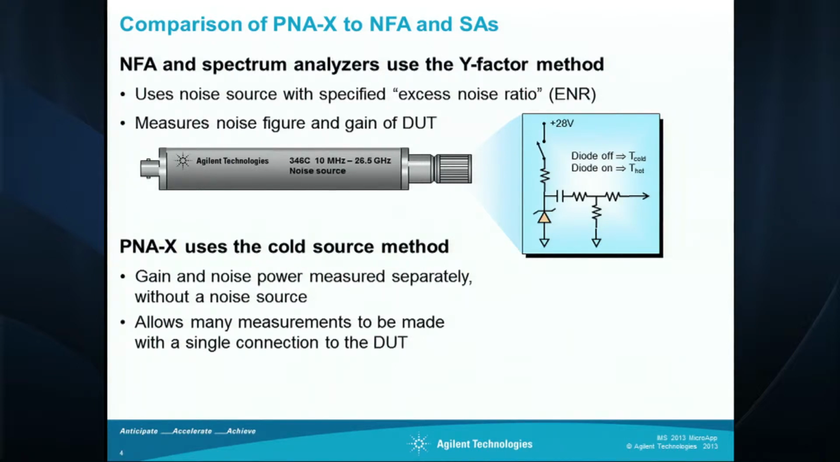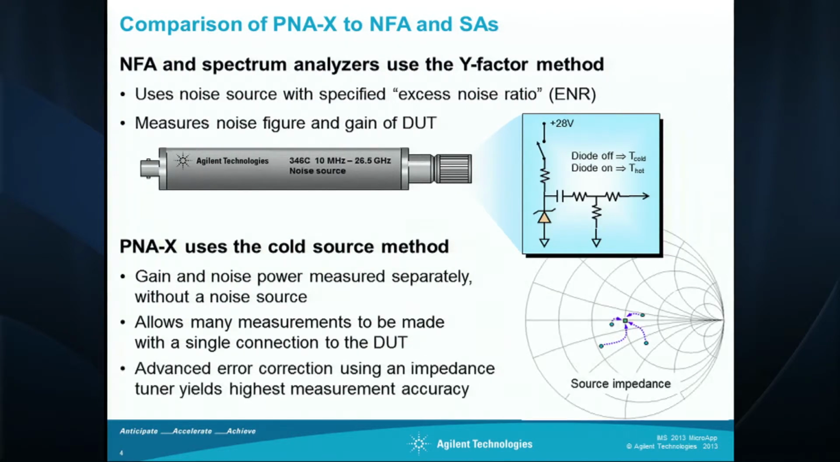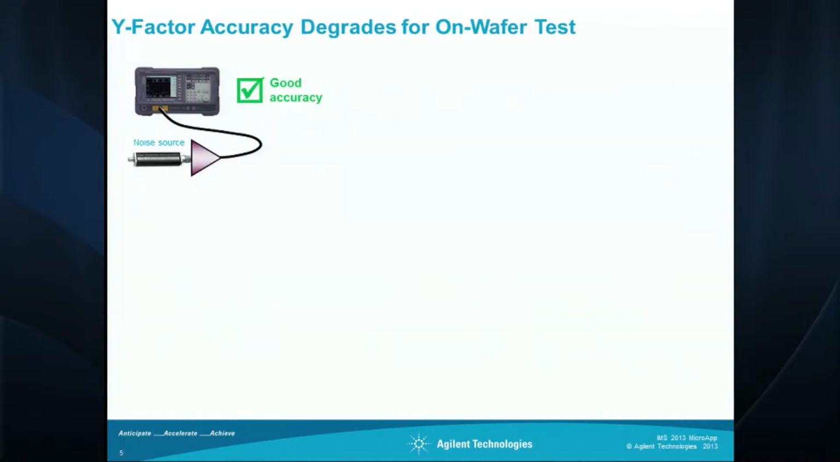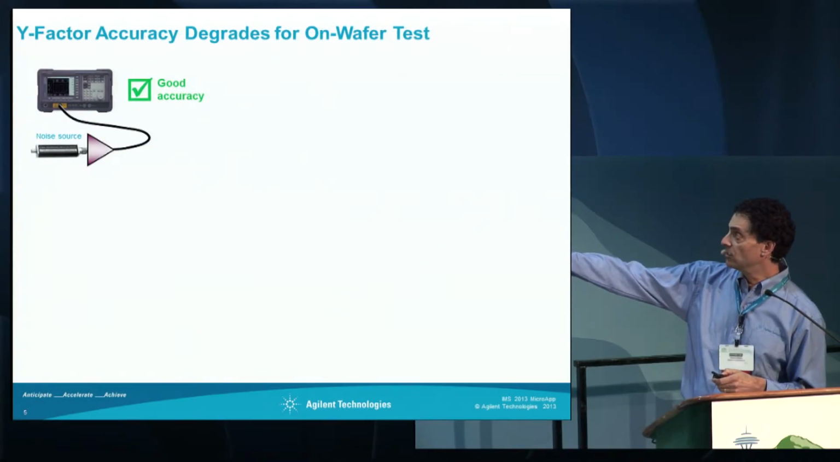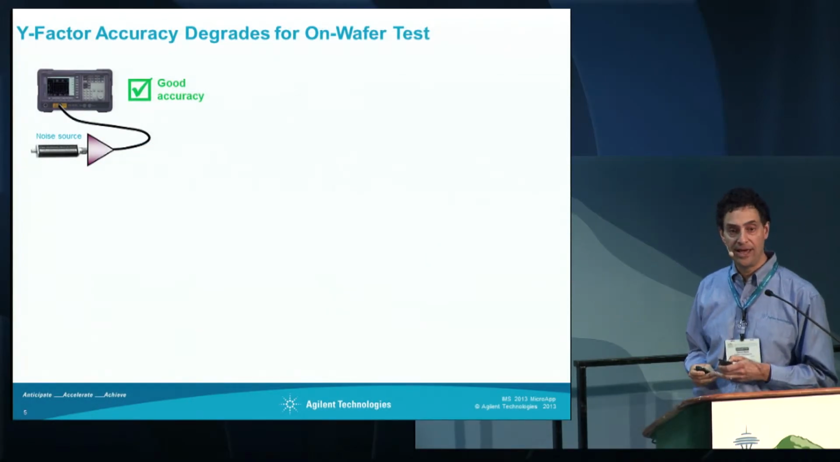And this method allows noise figure to be integrated into this test system very nicely, and with a single connection to the DUT, we can make a lot of different measurements. Now, we have some really advanced error correction that we base on an impedance tuner. The PNA-X gets very high accuracy noise figure measurements due to a lot of advanced error correction. And so I'll talk about that briefly in a second here. So the Y-factor method does a pretty good job if you can hook the noise source directly to the amplifier under test.